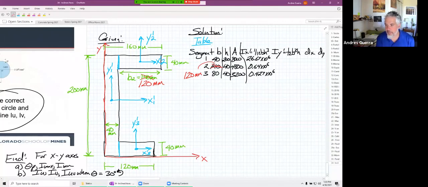And then we plug in B and H into Iy prime. We end up getting a 1.067 times 10 to the 6th. And these are all going to be in millimeters to the 4th. You could have converted things into meters if you wanted to do that. Really doesn't matter. The segment 2 for Iy prime would be 5.76 times 10 to the 6th. And then Iy prime 3 is 1.71 times 10 to the 6th.